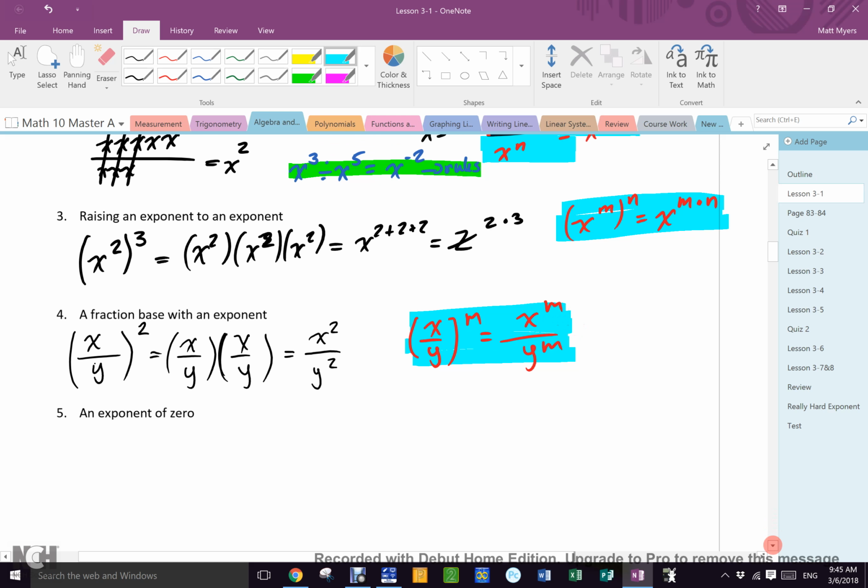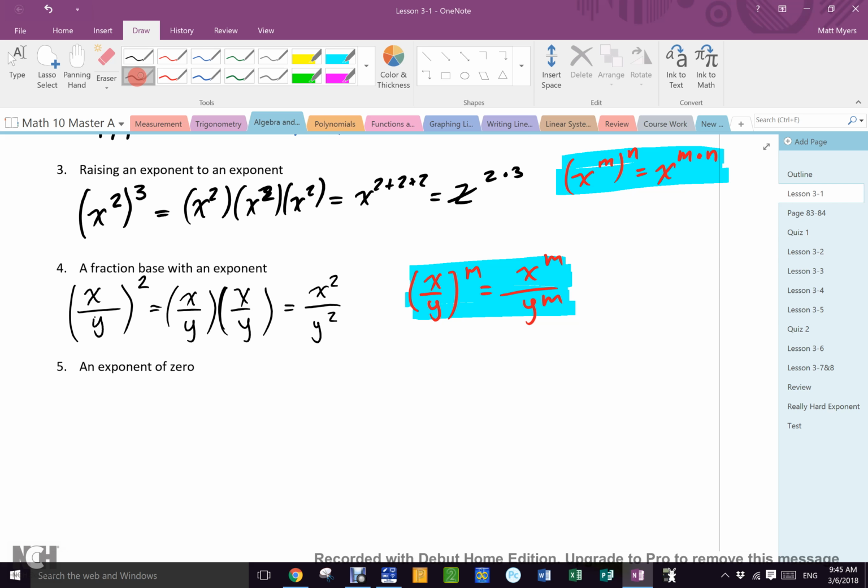Okay. An exponent of 0. X to the 0. In grade 9, you should have been taught x to the 0, and you probably remembered that it equals 1. Now, there's a problem with this because, like I said earlier, every single exponent law applies. So I want to show you why this works, because it can get a little confusing.